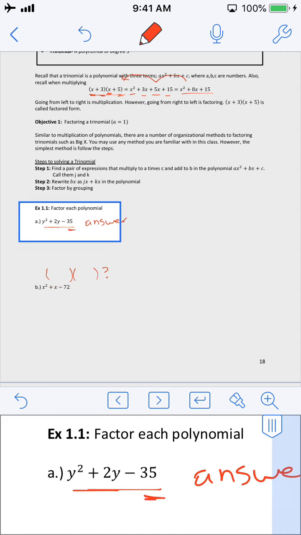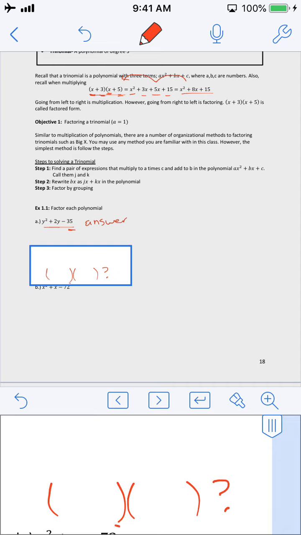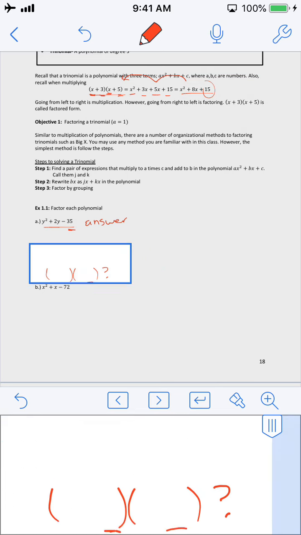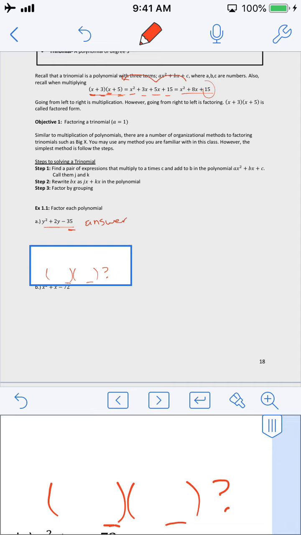This last one had to come from these last two. That's how the FOIL part works, right? In our original example, we had 3 times 5 gave us 15. That's where this 15 came from. It's the only part that's not going to have a y on it, or in this case, an x.